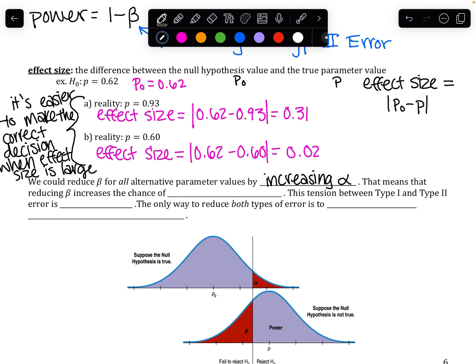That means that reducing beta increases the chance of a type 1 error, since it would increase alpha. So this tension between type 1 and type 2 error is inevitable. The only way to reduce both types of error is to increase the sample size.